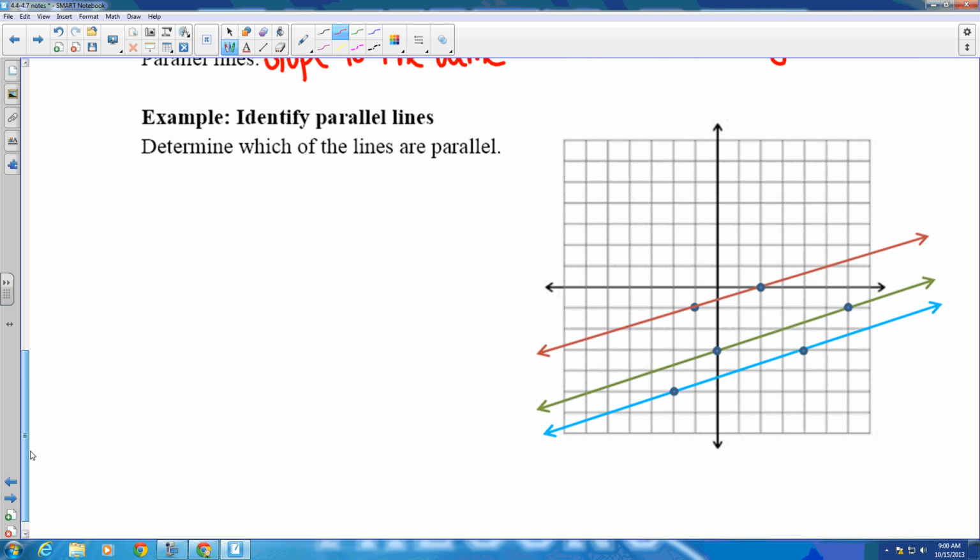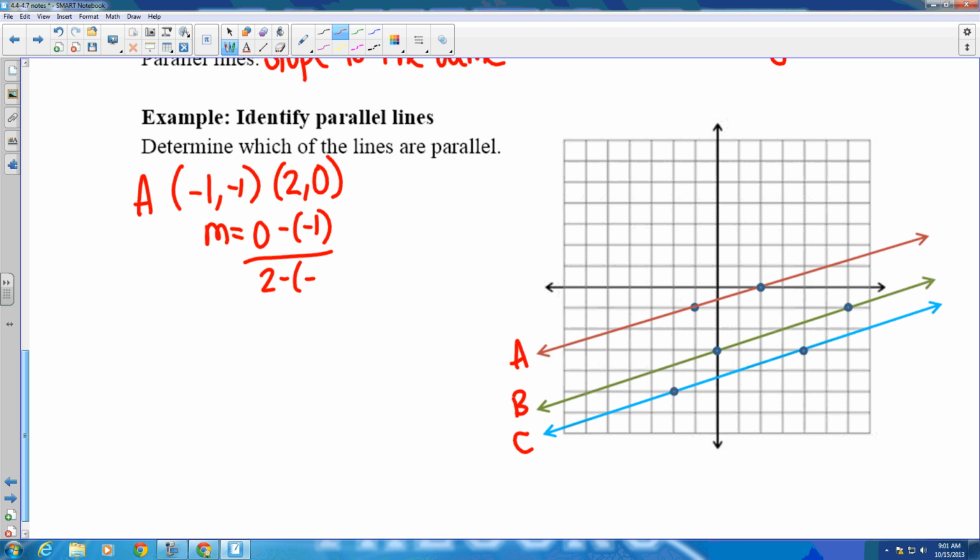Okay, so here we have 3 lines, A, B, and C. It wants us to figure out which of those lines are parallel. So we're trying to figure out which of those lines have the same slope. Now, honestly, they all look parallel to me, but we need to find the slopes of those points. So for line A, our points are (-1, -1) and (2, 0). The slope of that line is 0 minus -1 over 2 minus -1, which is 1/3.